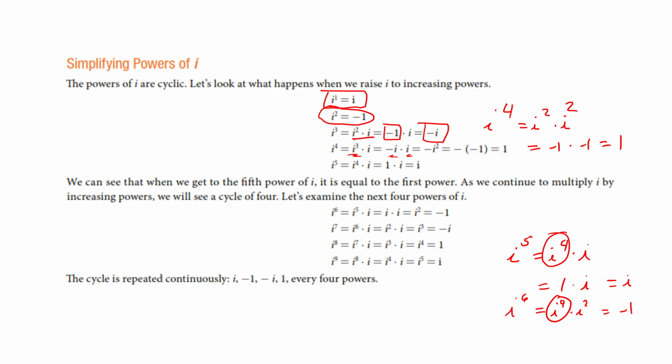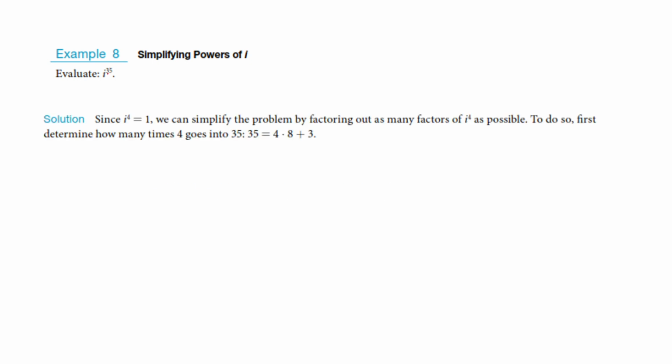So look what happens if we do i to the 35th. You go, well, how am I supposed to do that? Well, let's get as close to 35 as we can by dividing by 4. Let me see if I can use what they did. Yeah, okay, this will work.